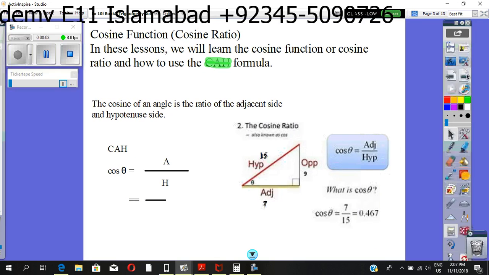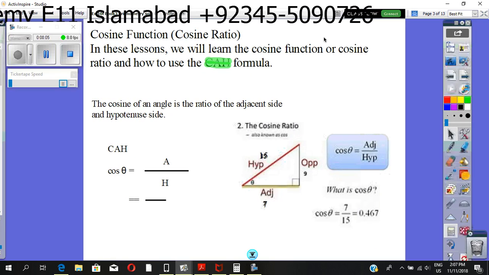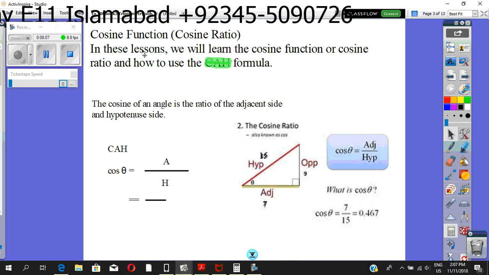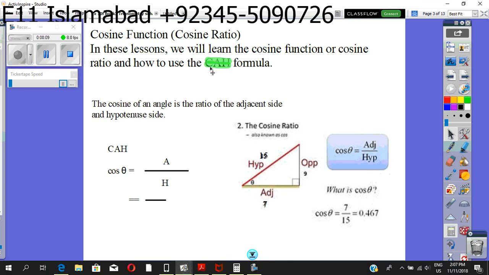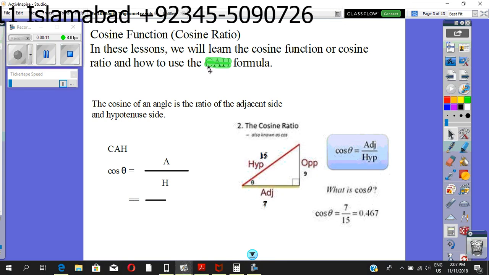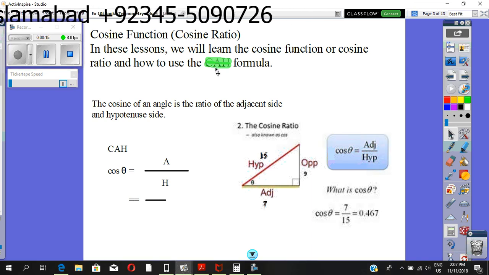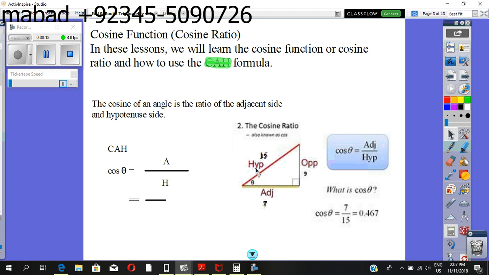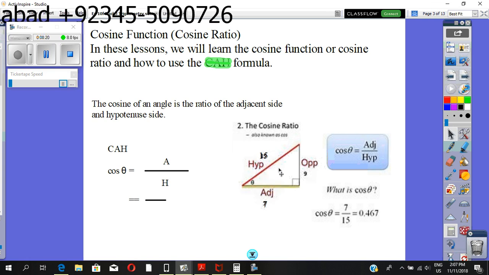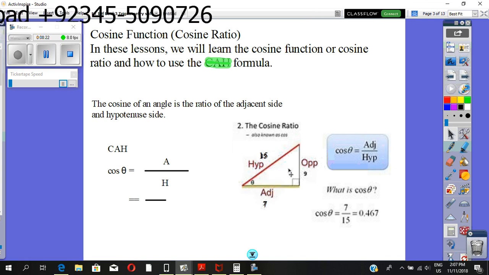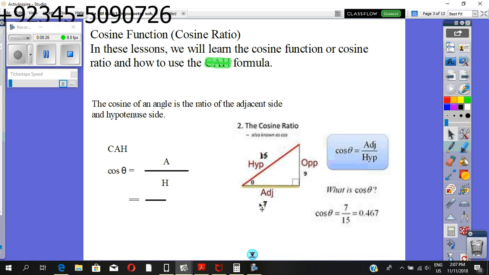Let's see the cosine function. In the cosine function, we have CAH, which means cos theta equals adjacent over hypotenuse. Suppose we have a right angle triangle with the sides 9, 7 and 15.